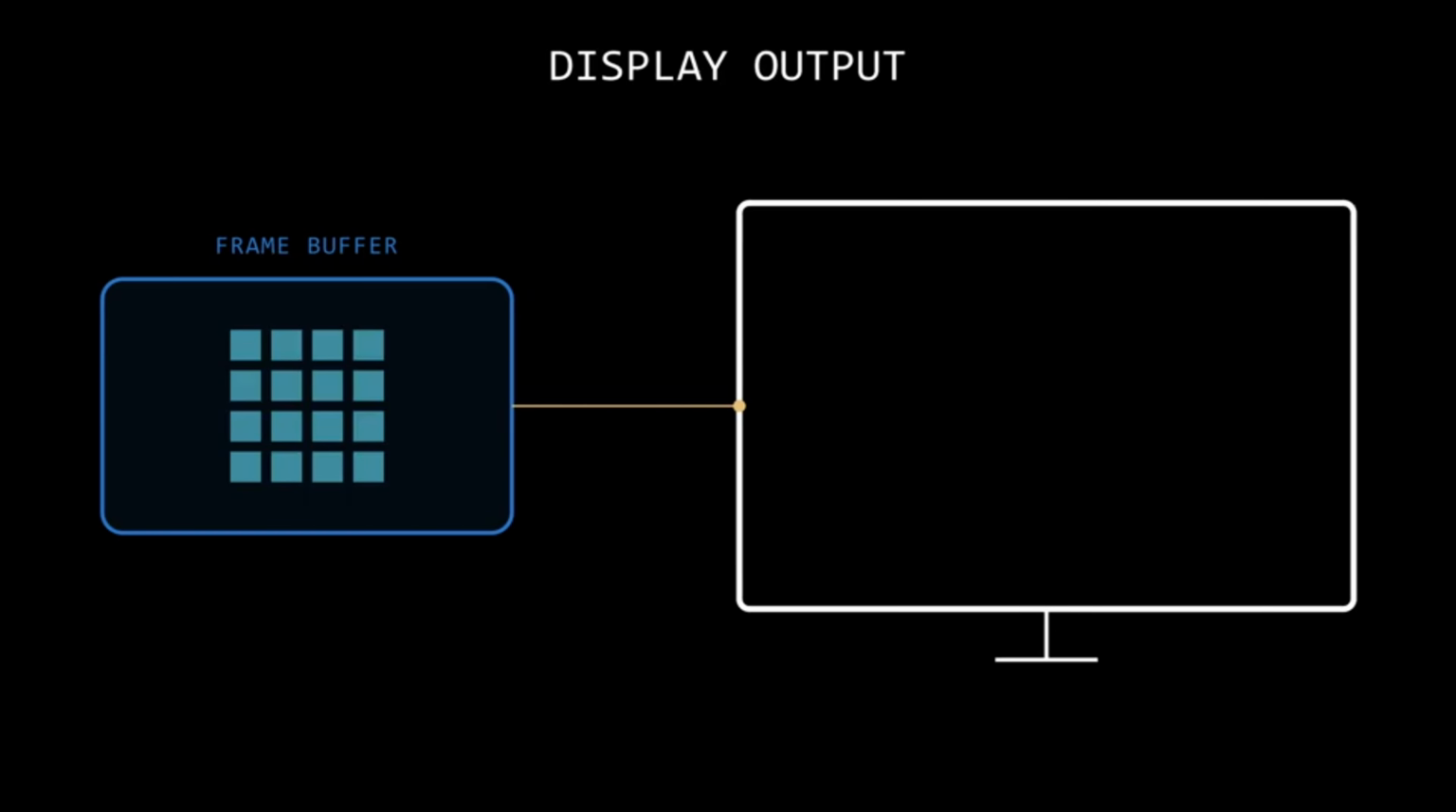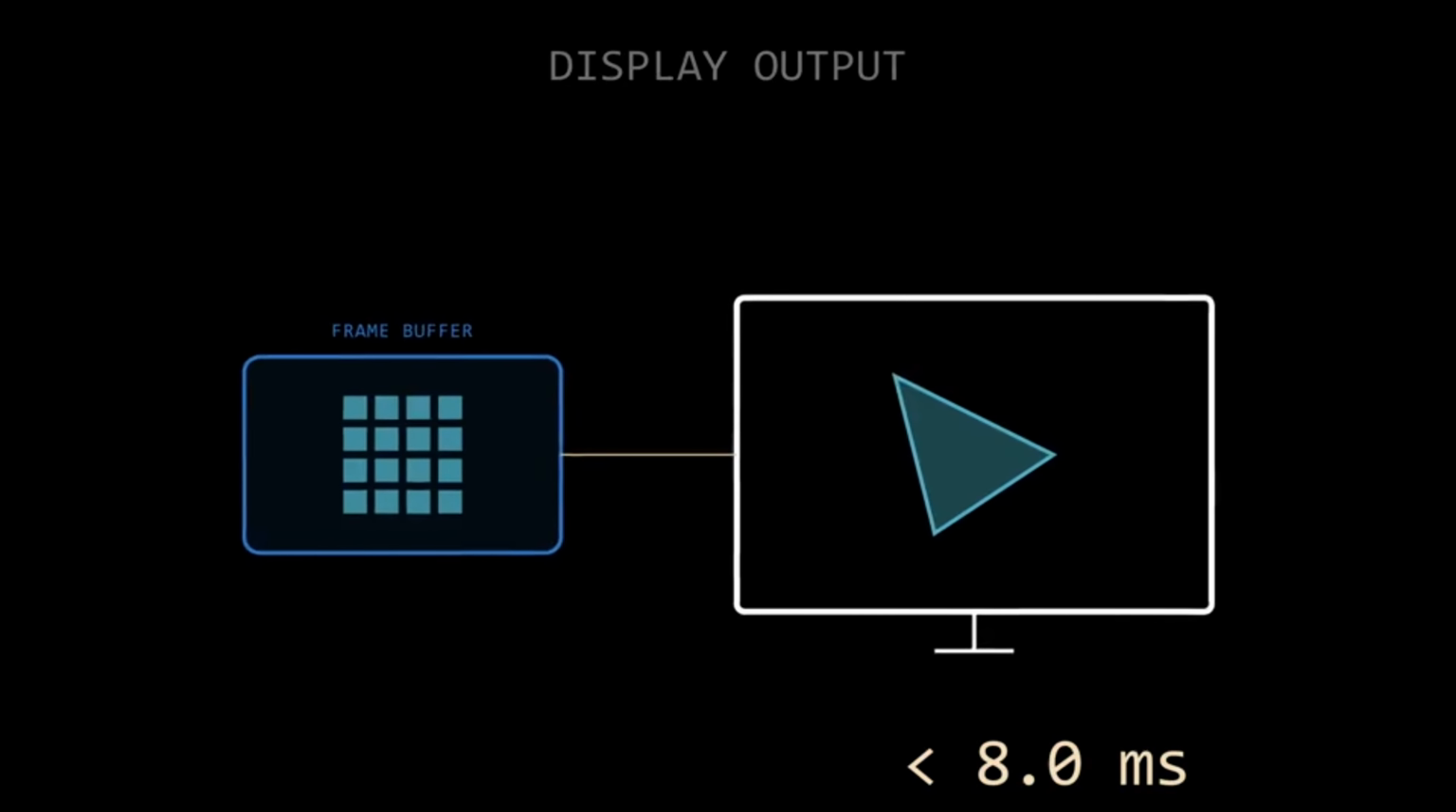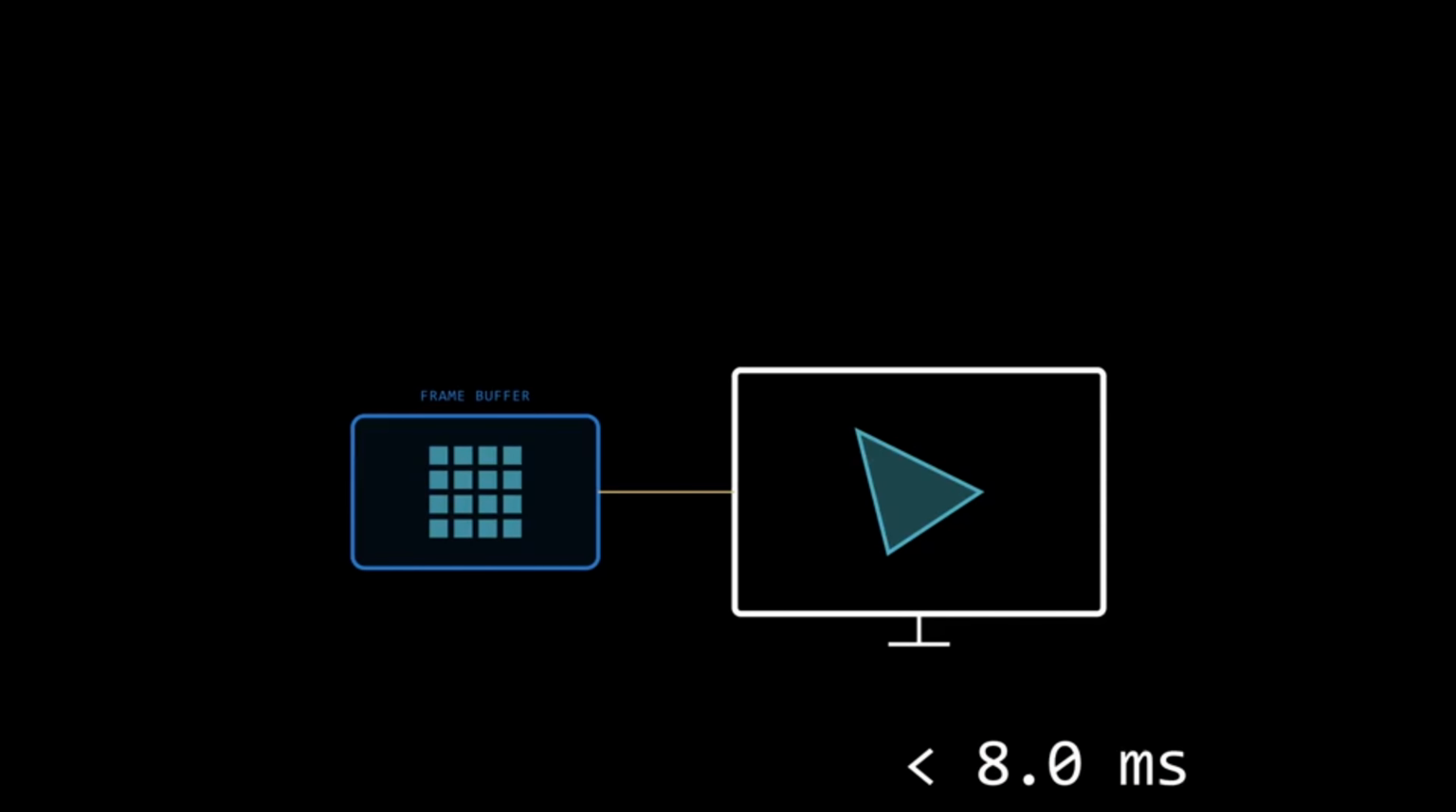From a 3D vertex to a colored photon hitting your eye, the entire journey took less than 8 milliseconds. This is the journey from maths to pixels.